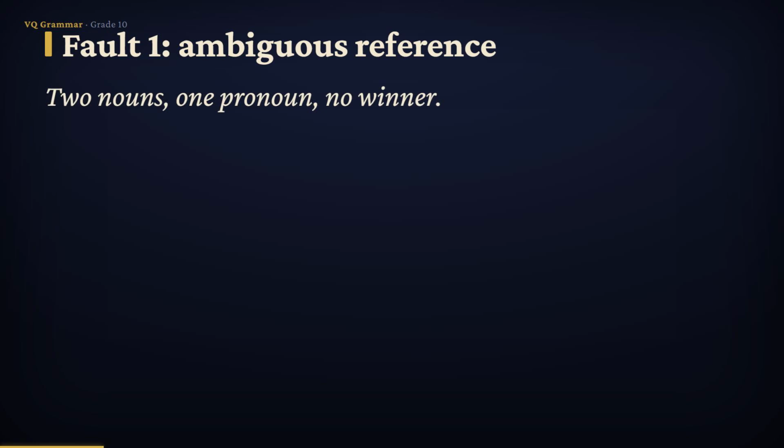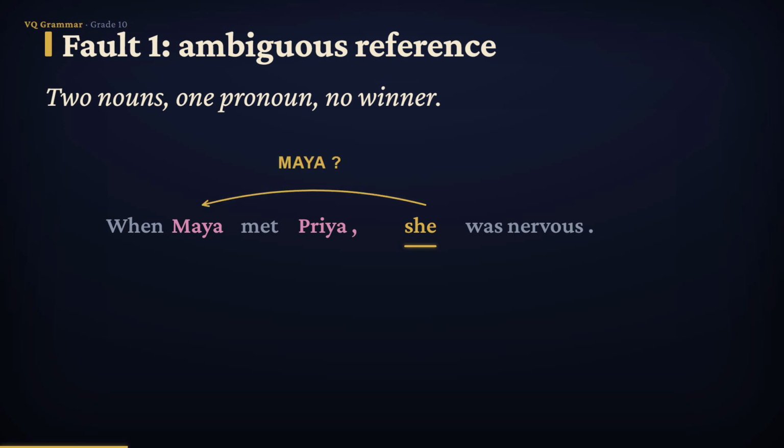Fault number 1 is ambiguous reference. Ambiguous means the pronoun could point at two different nouns, and nothing in the sentence tells you which one is meant. Listen. When Maya met Priya, she was nervous. Now stop right there. Who was nervous? Maybe Maya was nervous, and meeting Priya rattled her.